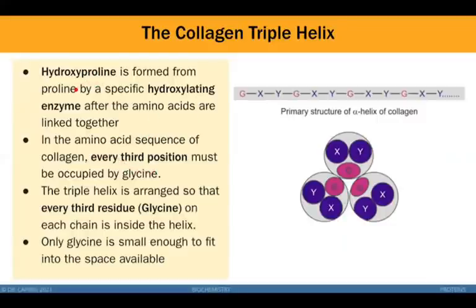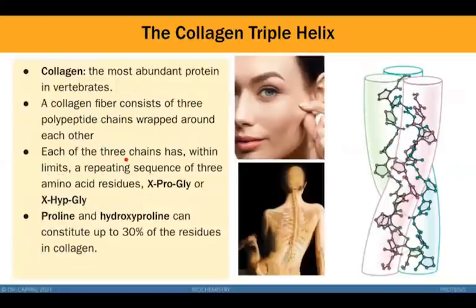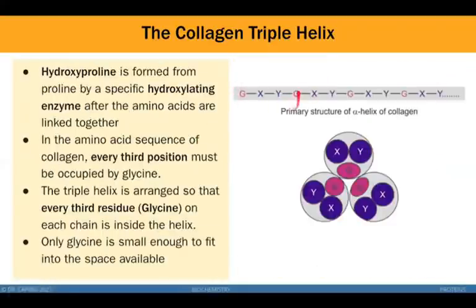Hydroxyproline is usually formed when the amino acids have been linked, and a specialized enzyme will cause hydroxylation of the proline residues. So in the amino acid sequence of collagen, every third position must be occupied by glycine. As you would notice here, the third position is glycine. You have glycine, glycine, glycine, glycine. So every three amino acids, we have glycine.